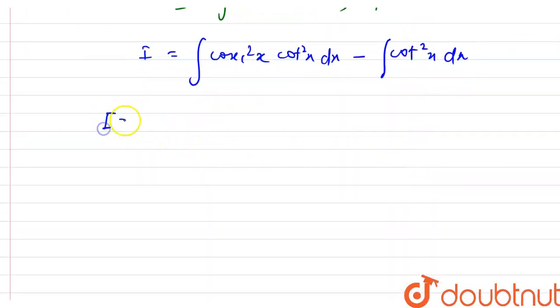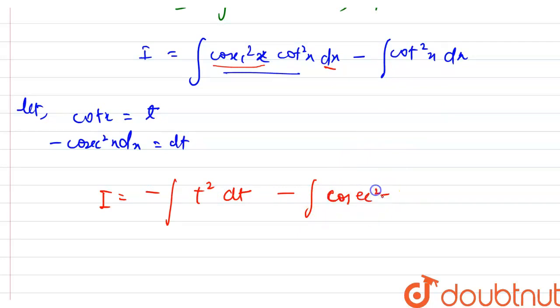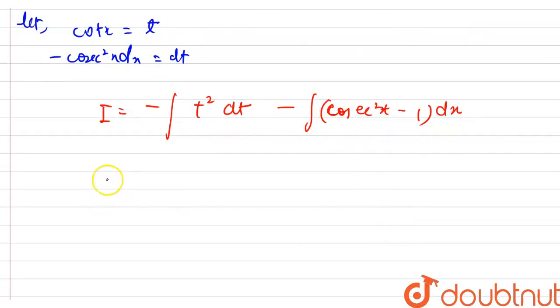Now for this part, let me assume that cot x is t. On differentiating both sides, I will get minus cosec square x dx equals dt. Now I can write cosec square x dx equals minus dt. So I'm replacing cosec square x dx with minus dt. I equals minus, taking minus outside, integration of t square dt. Now for this other part, I'm going to open it again, so it can be written as integration cosec square x minus 1 dx.